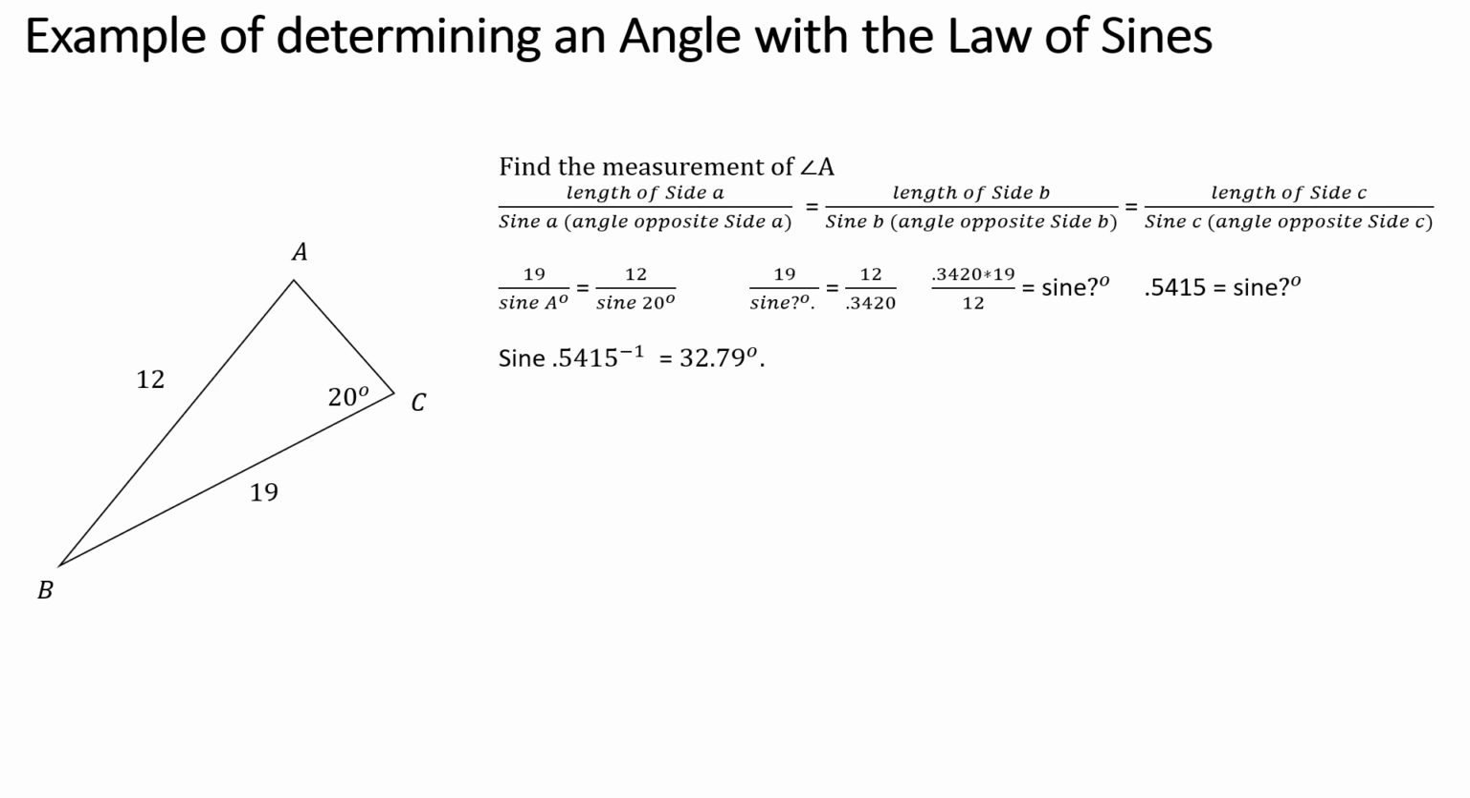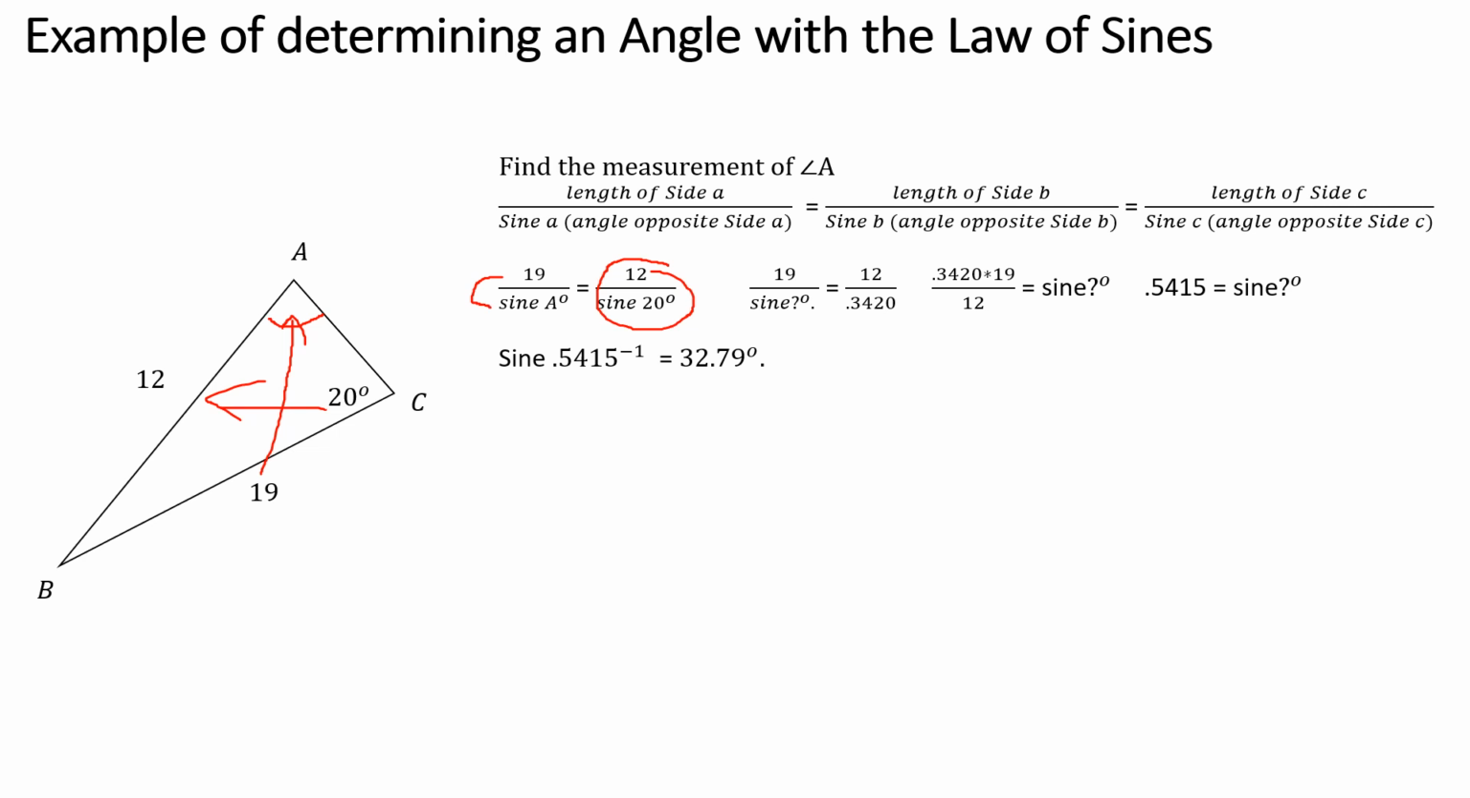Do one more. We know two sides and an angle. The opposite of this angle of 20 degrees is 12, so it's going to be 12 over sine of 20. And I want to know this angle A. Opposite of that is a length of 19, so I'm going to put 19 on this side.